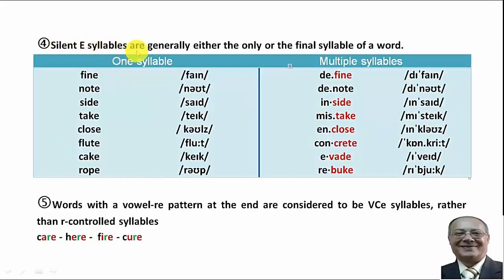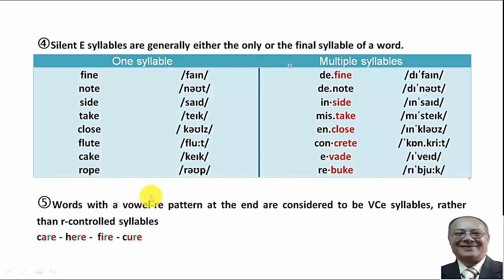Silent E syllables are generally either the only syllable or the final syllable of a word, so one syllable and multiple syllables. Fine, define. Note, denote. Side, inside. Take, mistake. Close, enclose. Flute, cake, rope. Concrete, evade, rebuke.